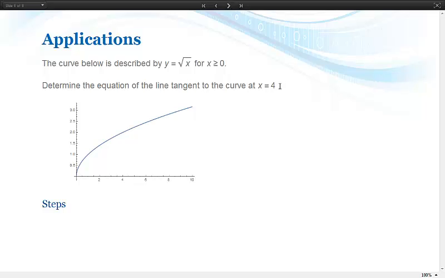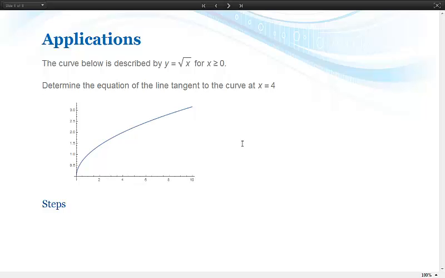Some applications. So the curve below is described by y equals the square root of x for x greater than 0, because negative values don't produce a real number when I take the square root. We want to determine the equation of the tangent line to the curve at x equals 4. So there's the x value here. We want it at that point.